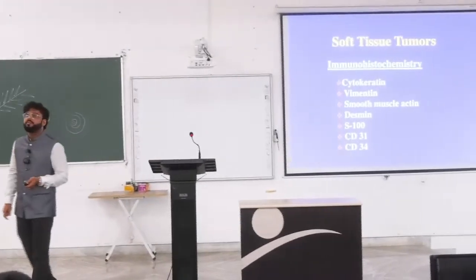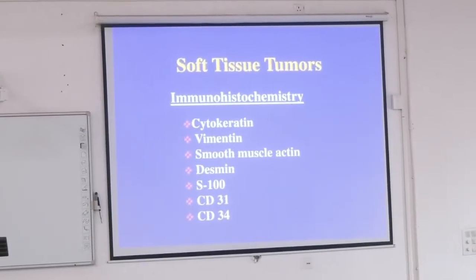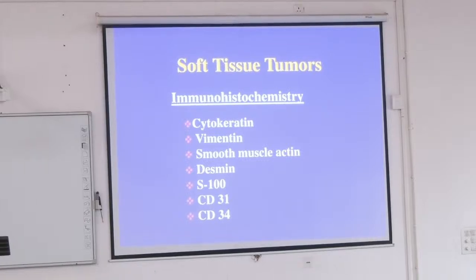Cytokeratin tumor marker is positive for any epithelial cell. Vimentin differentiates the mesenchymal origin from others. If a tumor is of mesenchymal origin, then Vimentin will be positive. Keep that in mind. Next, smooth muscle actin. Any smooth muscle origin tumor is positive for smooth muscle actin. Desmin, myogenin, myoD1: these three are positive for skeletal muscle origin.